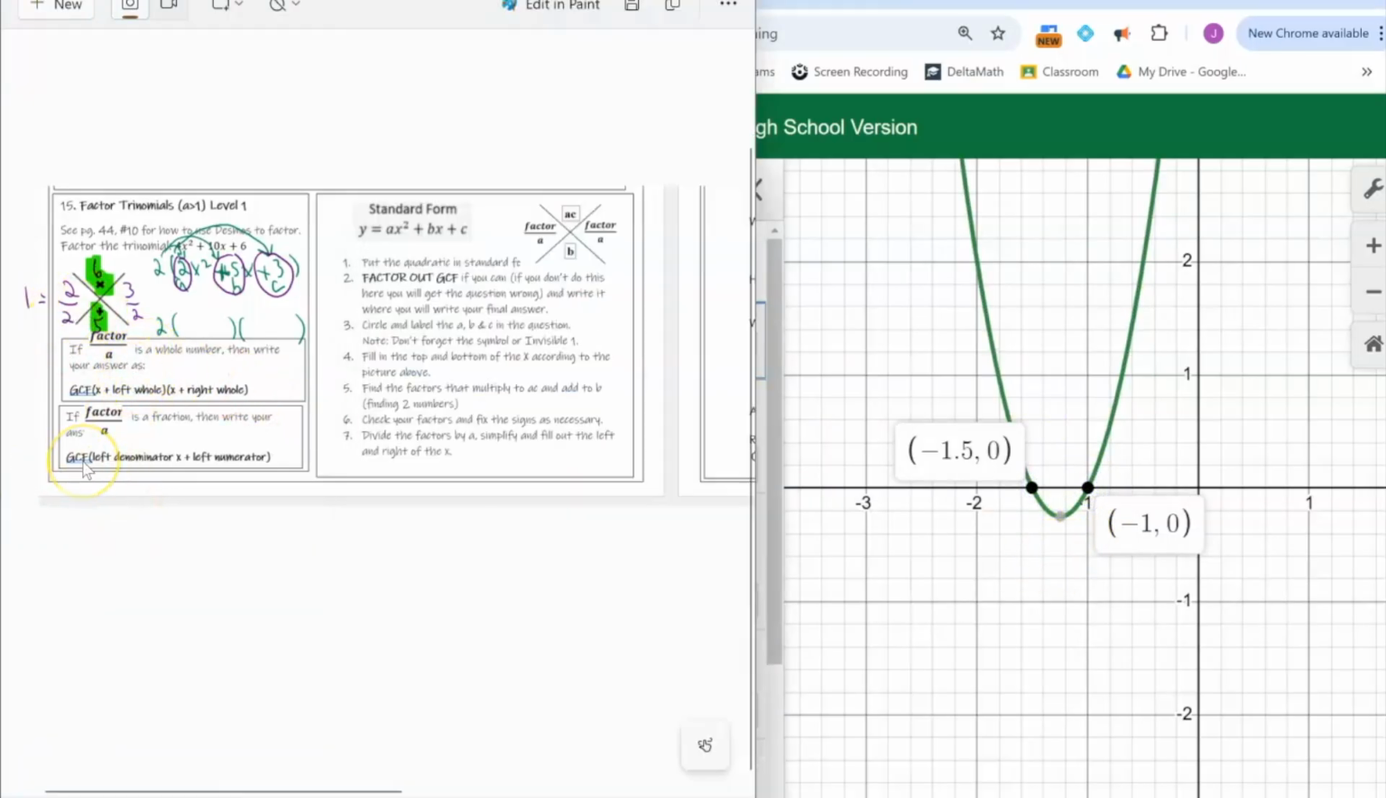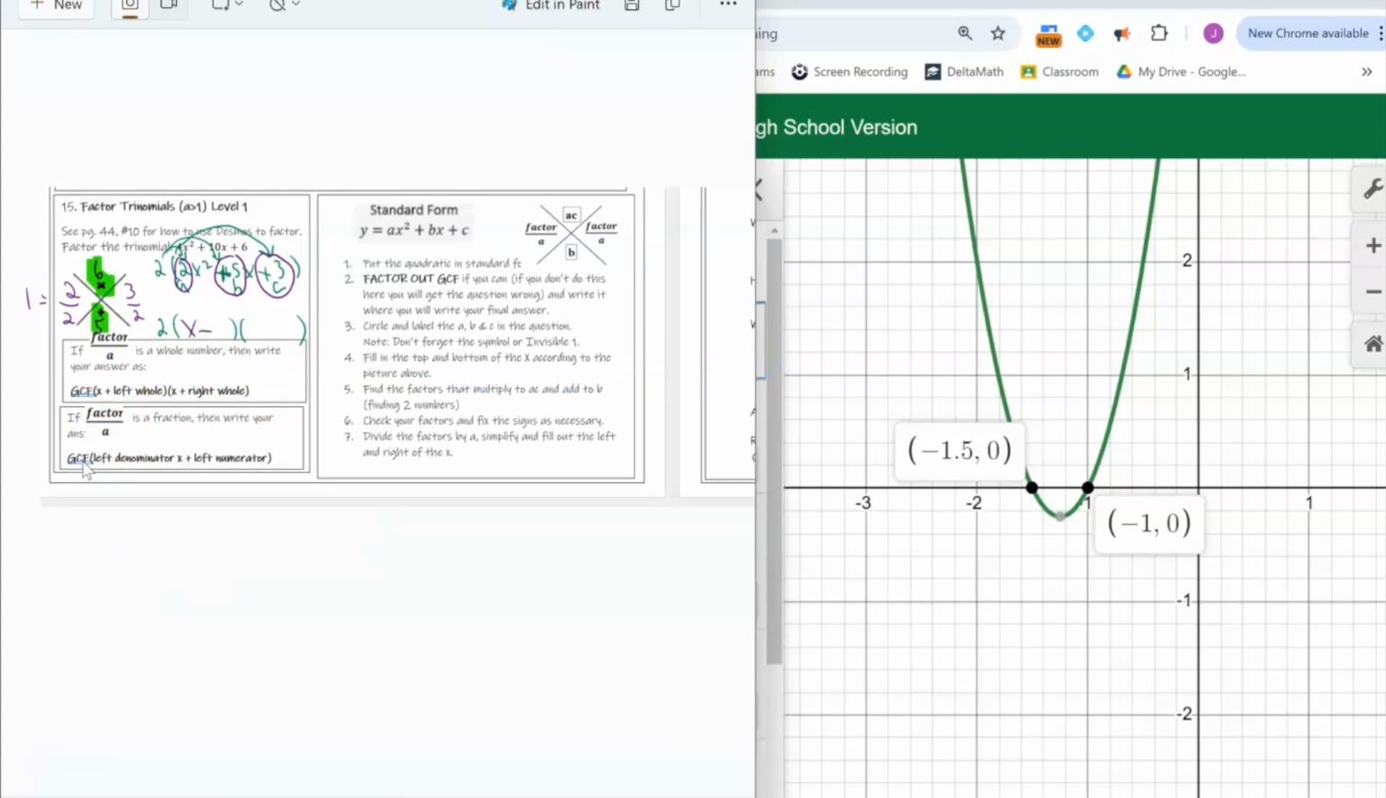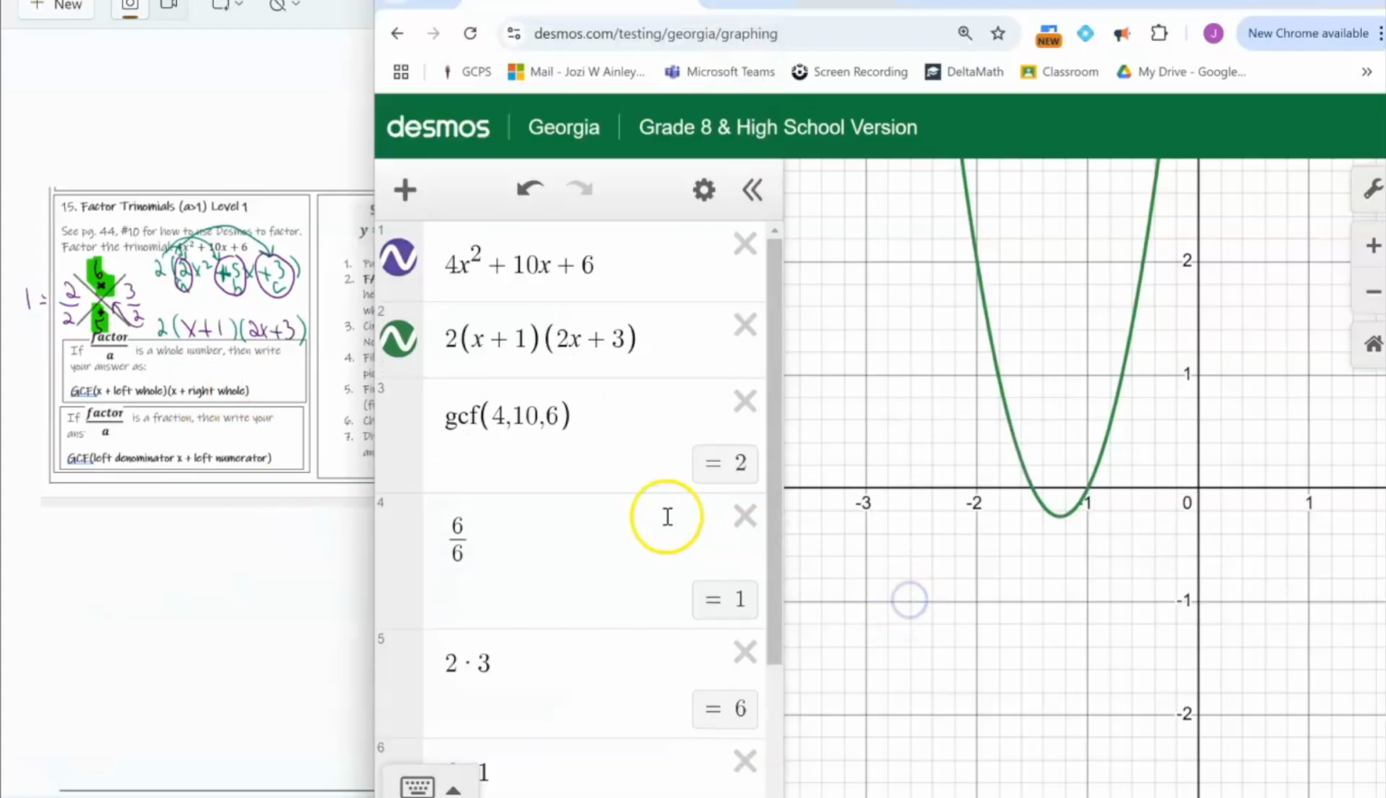So my factors are going to be x plus 1. And we already know that this needs to come to the front because it's a fraction. And this is 2x plus 3. And if you notice, that's the exact same thing we did with the calculator.